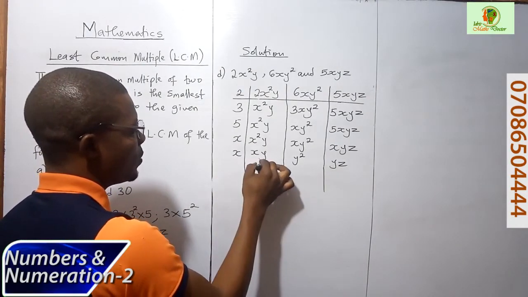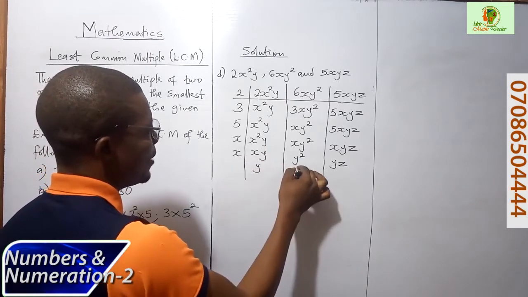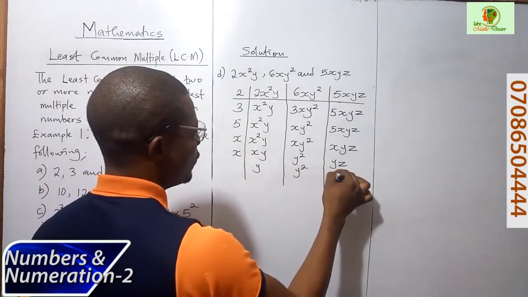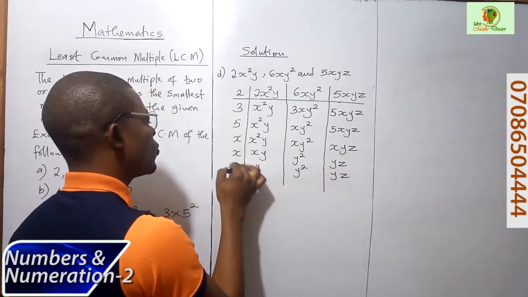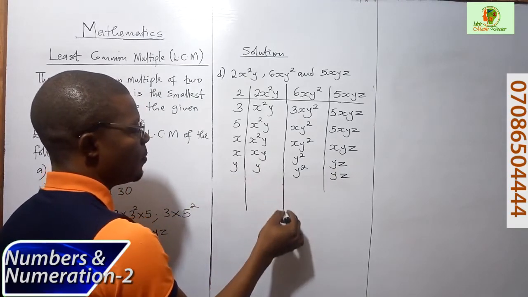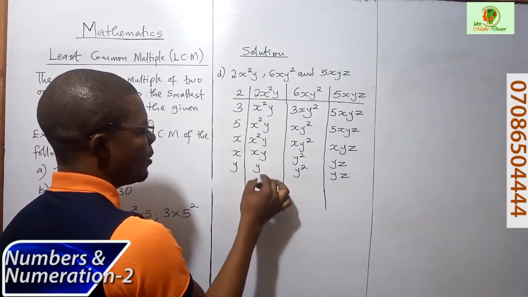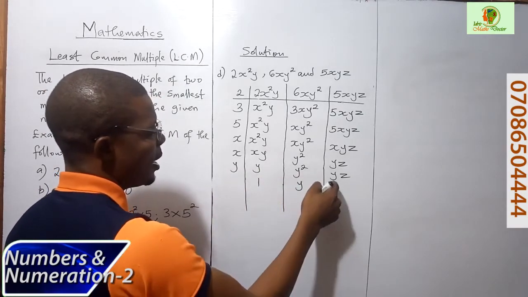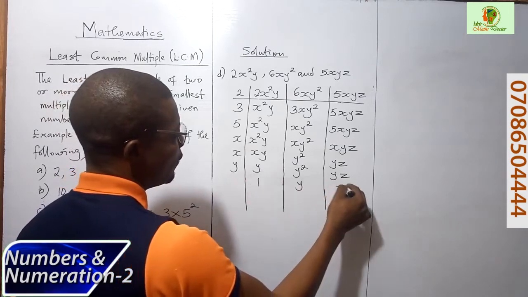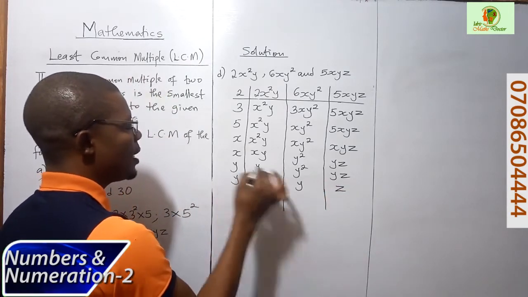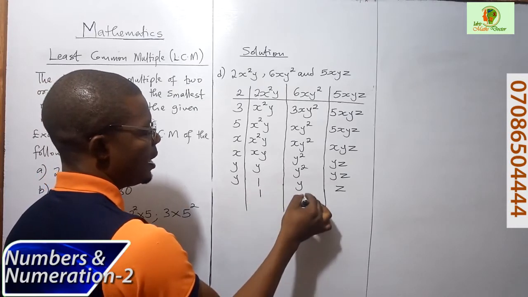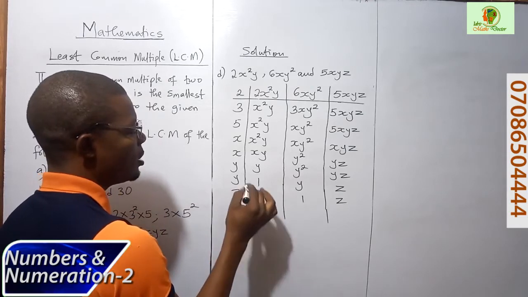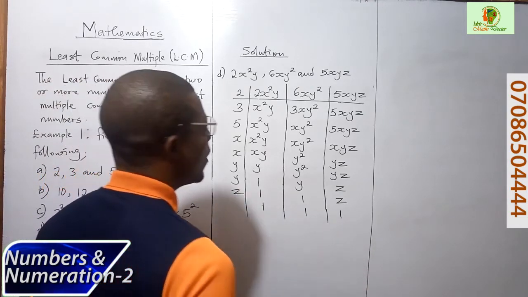xy divided by x will give us y. y squared divided by x, you write your y squared. And yz divided by x will give us what? yz. We move to y. There's no x again. We move to y. y divided by y, 1. y squared divided by y, y. And yz divided by y will give us z. We are going to use y again because of this. So we have 1, 1, z. And finally, we are going to use what? z. 1, 1, 1.